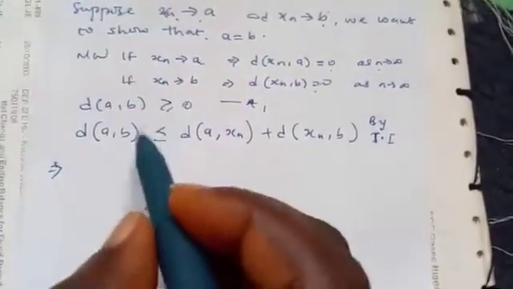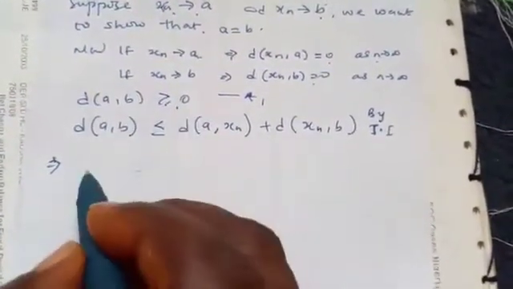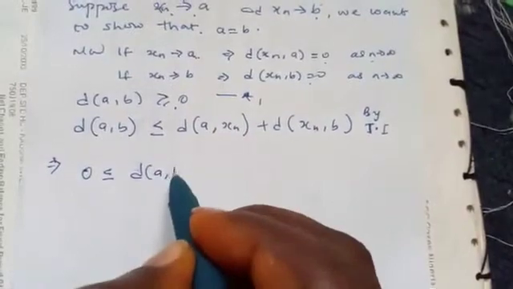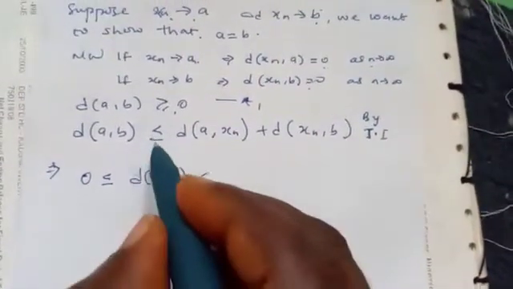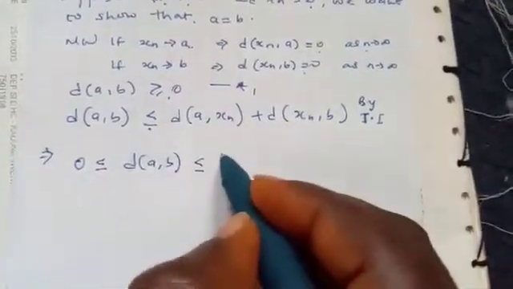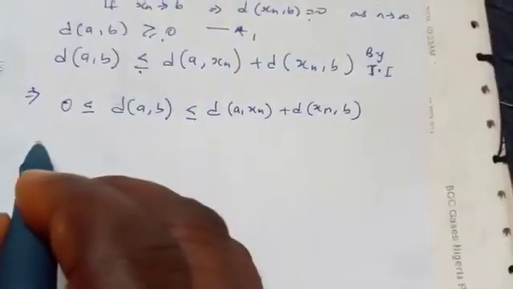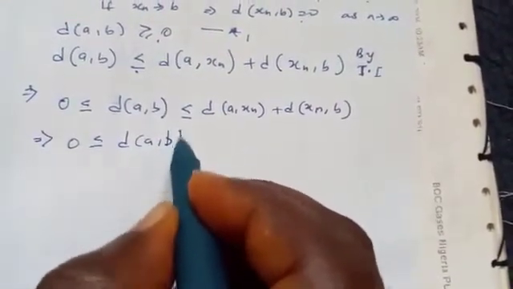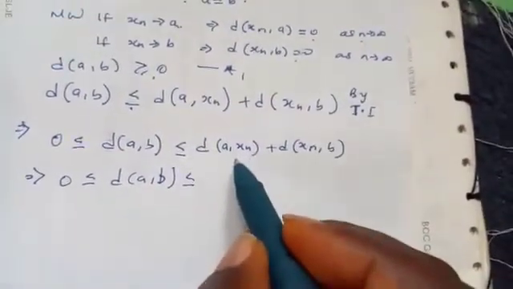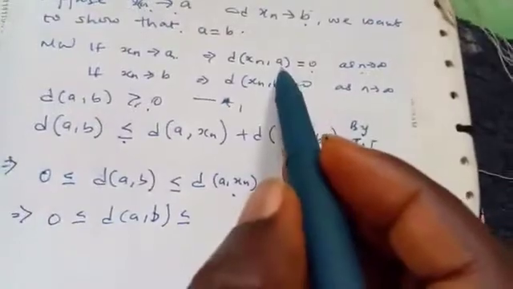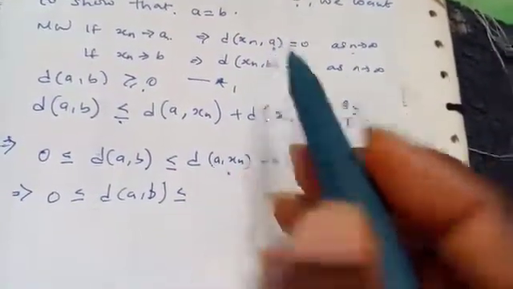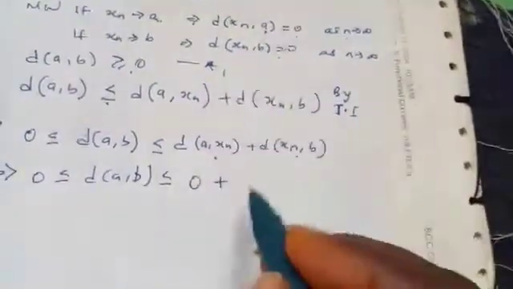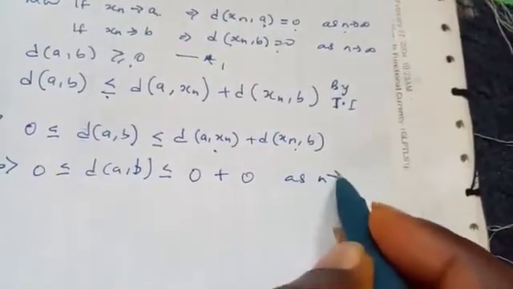From this place now, if you take this star 1 here, we know that star 1 can be written as 0 is less than or equal to d of A comma B. And if you follow this second one, d of A comma B is less than or equal to this, which implies that 0 is less than or equal to d of A comma B, which should be less than d of A comma Sn, which is the same thing as d of Sn comma A, because it's a metric, it is 0. Likewise, this one too, according to this place, is 0 as n tends to infinity.